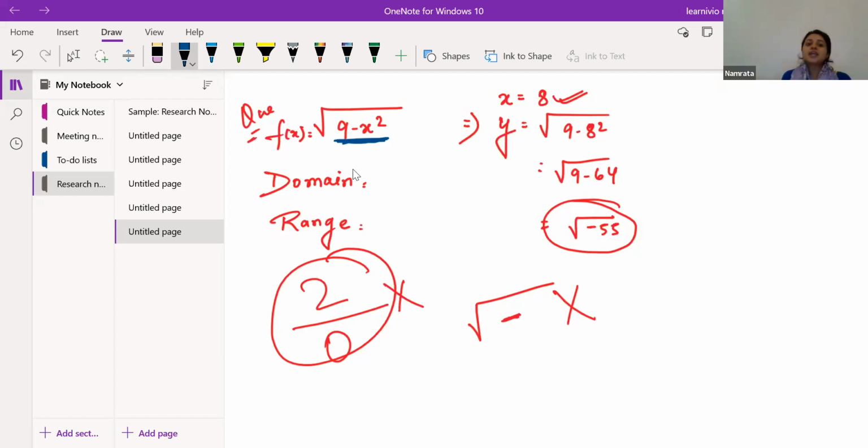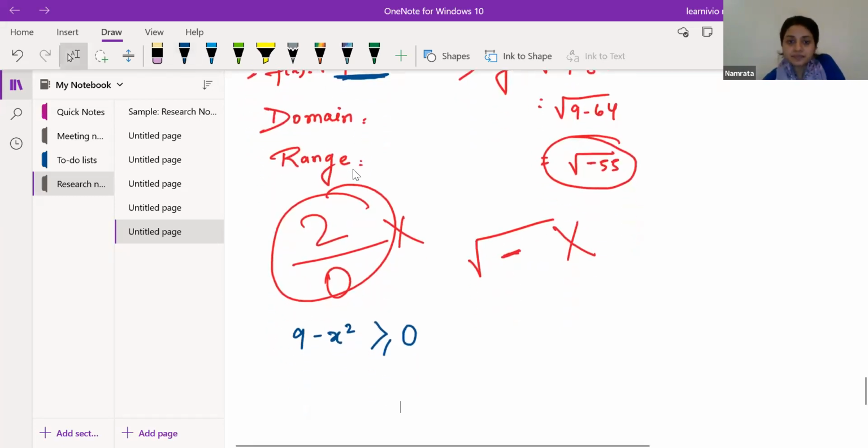So I want to say that this 9 minus x square, whatever calculation we get, has to be greater than or equal to 0. Because I have just shown you that negative is not acceptable. So negative, meaning less than 0, is not acceptable. Is it clear so far why I am writing like this? Yes, ma'am.